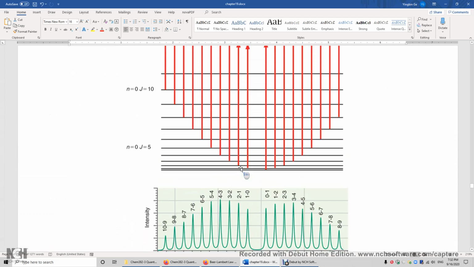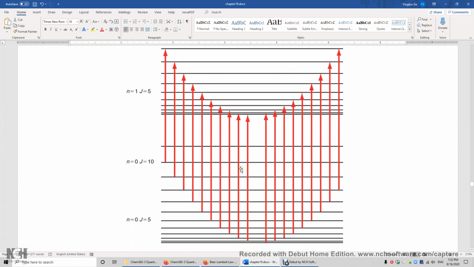Now I'm going to give you an example. Let's imagine this is HCl. Over here, all these lines correspond to n equals 0. n equals 0 and J can be 0, so n equals 0, J equals 0. n equals 0, J equals 1, J equals 2, 3, 4, 5, 6, 7, 8, 9, 10, 11. I'm showing you these 12 energy levels. They correspond to J equals 0 all the way to 10 and 11. But n is always 0.